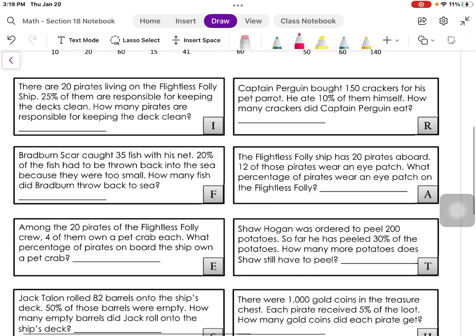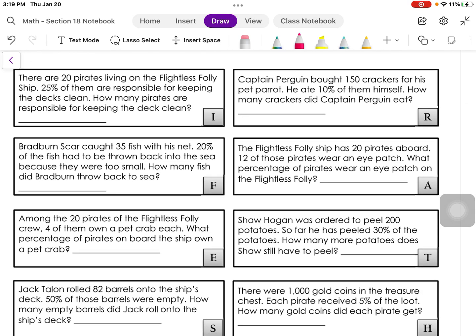All right, let's take a peek at a couple of these. We really got to talk math in this one. There are 20 pirates living in the flightless Folly ship. 25% of them are responsible for keeping the decks clean. How many pirates are responsible for keeping the decks clean? So if I'm going to talk math and I use that word of, I know of means multiply. What am I multiplying? The other two numbers that I have here.